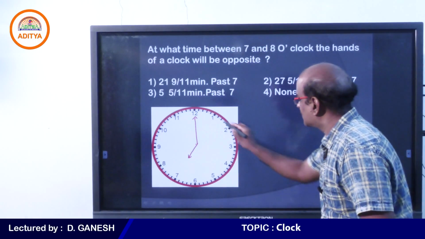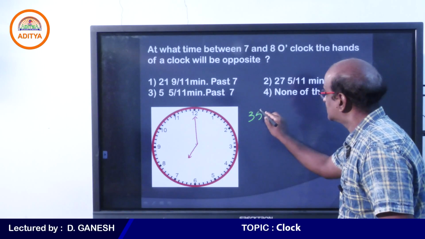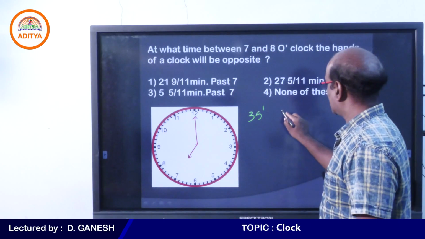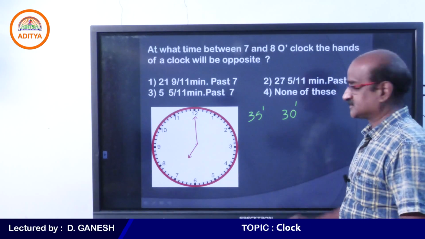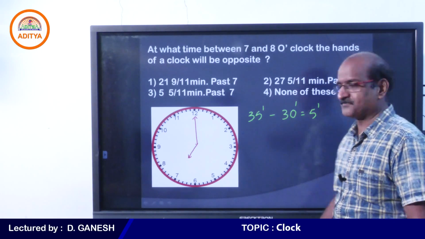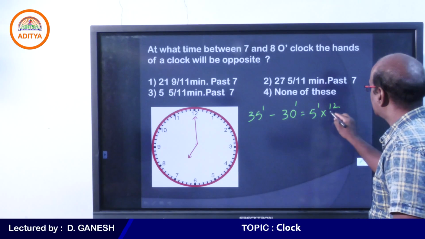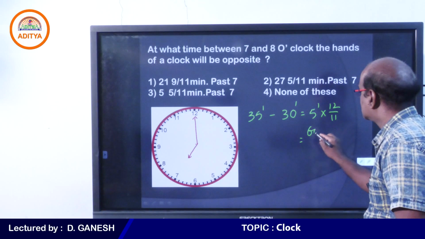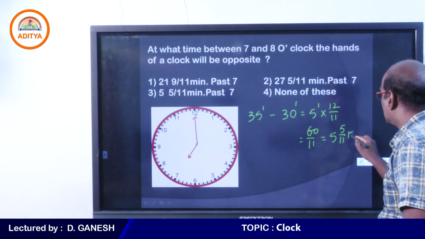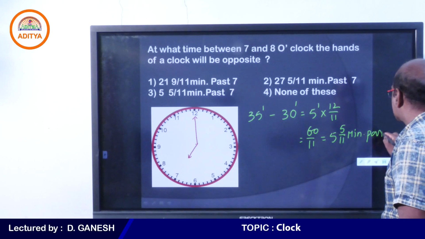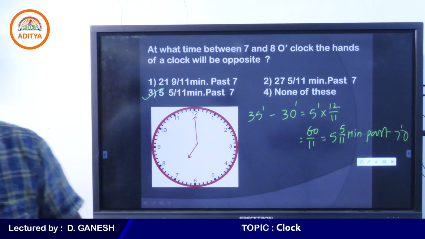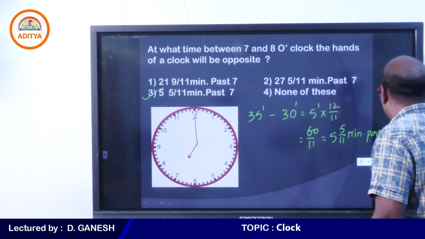The point is, when the time is 7 o'clock, we can see that the gap is 35 divisions. But to be opposite, we have to have a gap of 30 divisions. Which means the minute hand has to move 5 divisions from its actual position. But for every 1 division, it takes 12 by 11 minutes. Therefore, 60 by 11, therefore 5 by 11 minutes past 7 o'clock. So we can move on to the next question with more confidence.